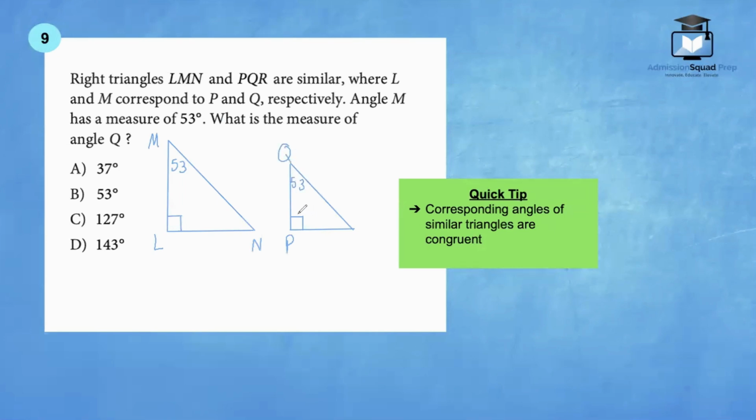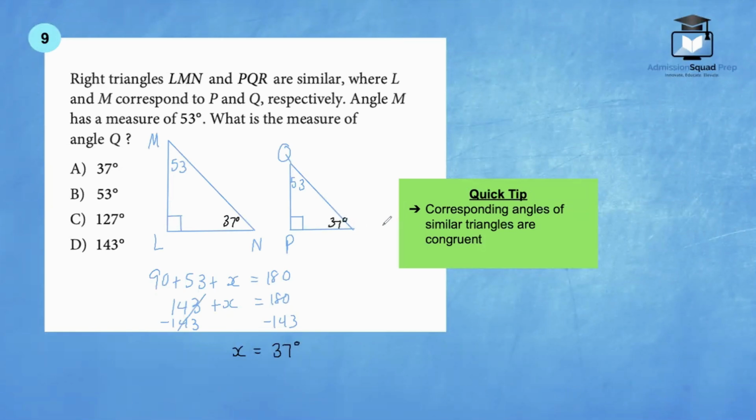And since this is a right triangle, 90 plus 53 plus the missing angle here must give us 180. So let's calculate. 90 plus 53 plus our missing angle, let's call it x, equals 180. We can add these two together. So we now have 143 plus x equals 180. We will subtract 143 on both sides. And now we have x equals 37. So our missing angle here is 37 degrees.